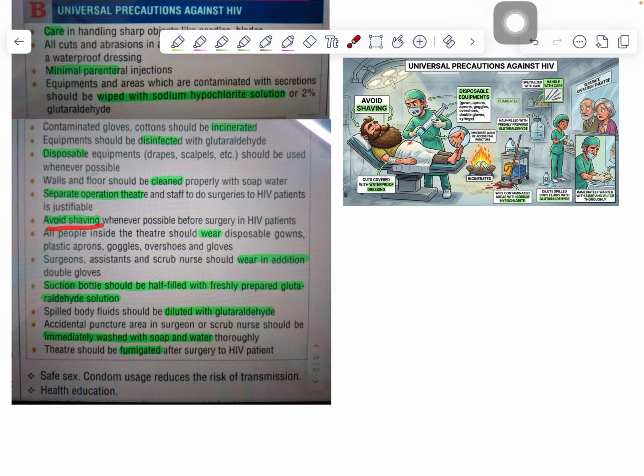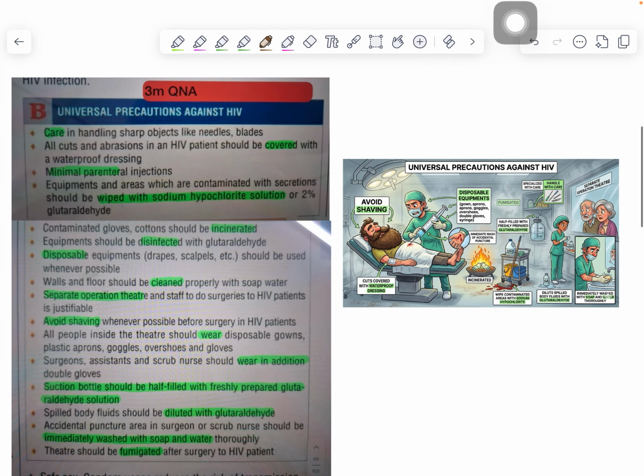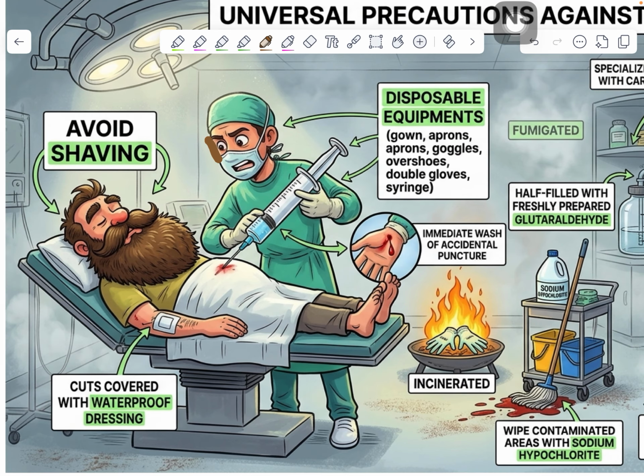Avoid shaving whenever possible before surgery in HIV patient. All people inside the theatre should wear disposable gowns, plastic aprons, goggles, overshoes, and gloves. So he's not wearing the goggles, but just remember, I'll just put it here pictorially so that you can remember. He's wearing a goggle. Okay, so just imagine this as a goggle.